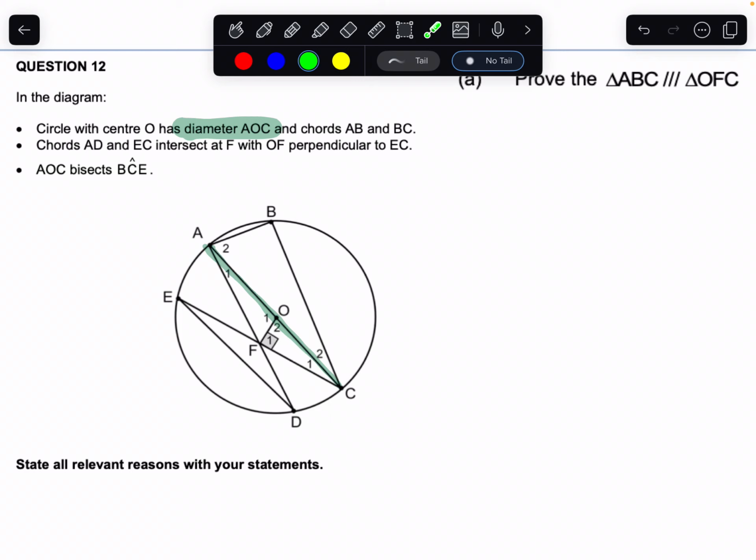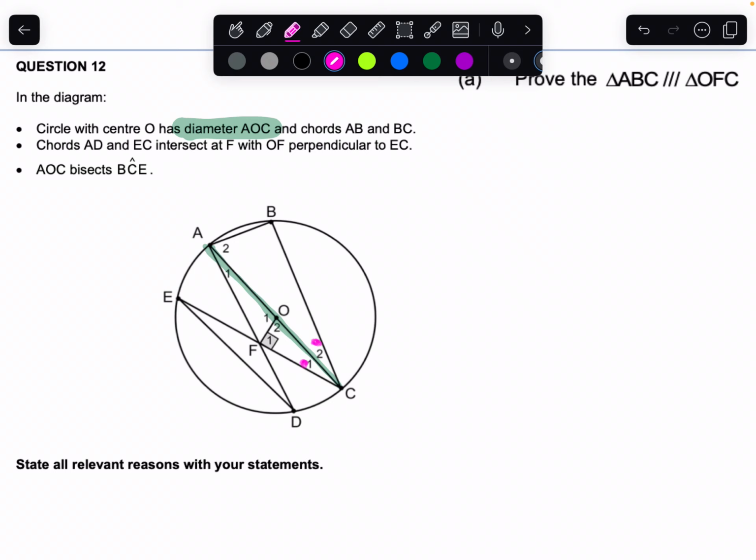Okay, cool. And then let's proceed. AOC bisects BCE. Where is BCE? So this angle. AOC bisects that angle. And I'm guessing the reason why they haven't indicated that on the diagram is they're expecting you to know what that means. So bisects means it's split in half. So this angle A2 is equal to A1. So I'm just going to draw a little mark over here and over here to remind myself that those are equal. That is information that has been given to us.